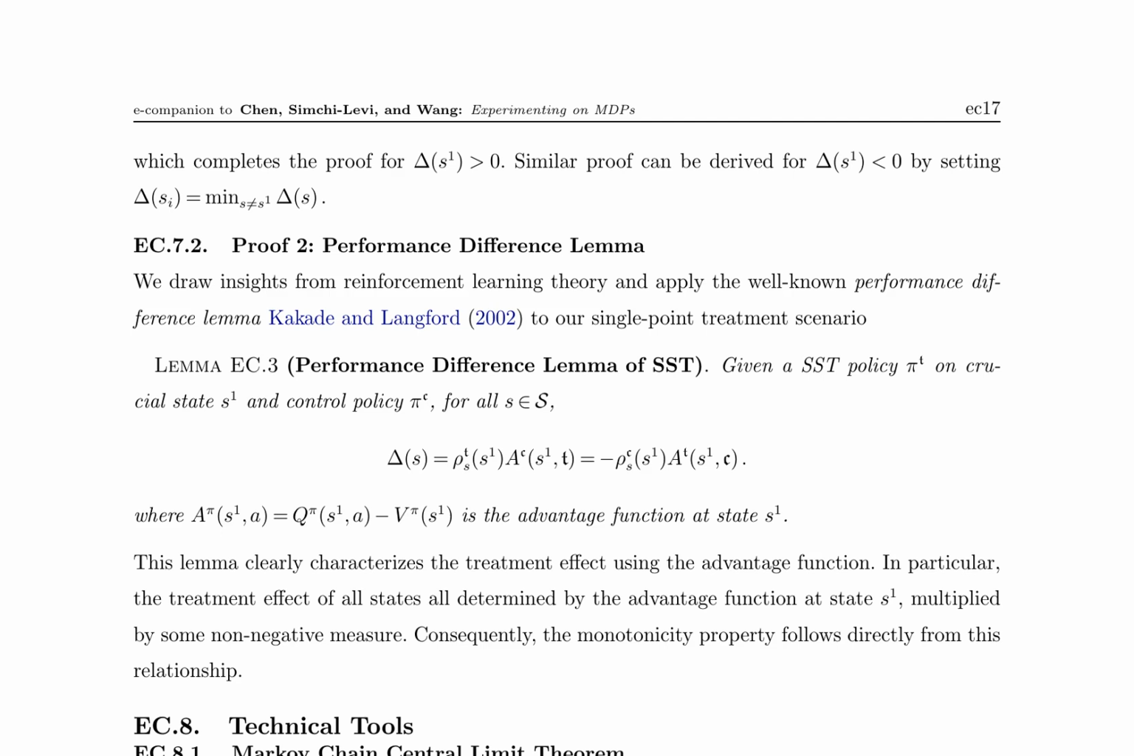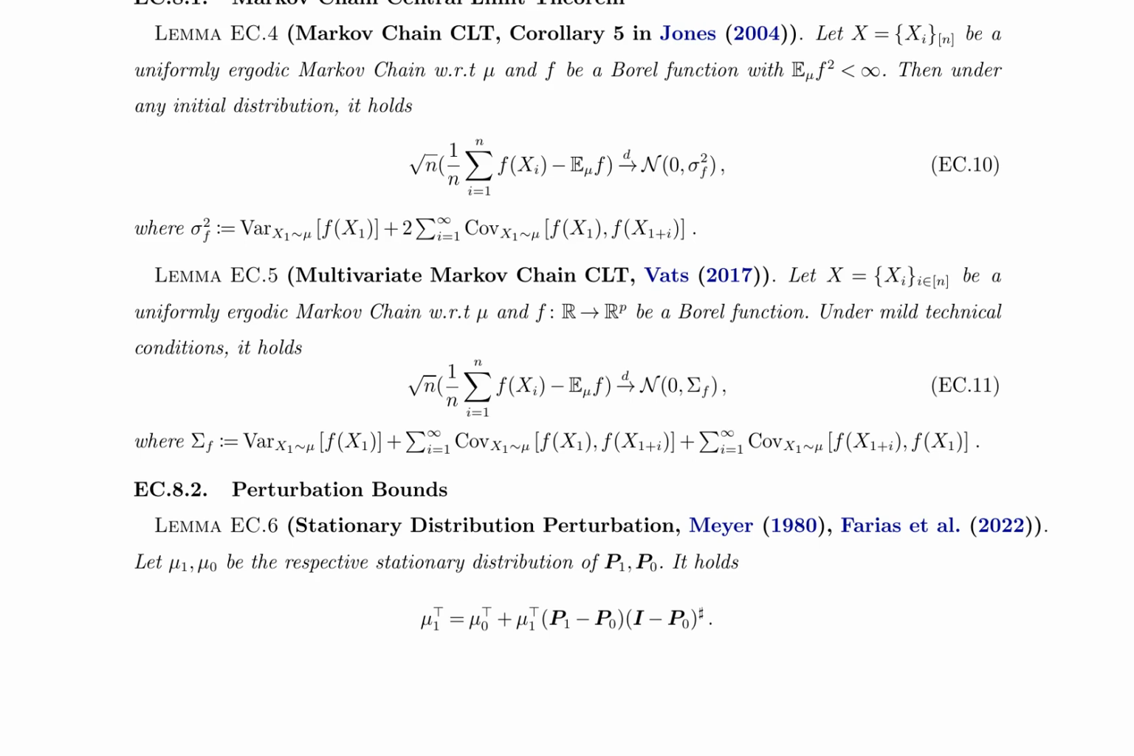The authors provide additional technical tools and lemmas to support their research, including the performance difference lemma, which applies reinforcement learning theory to their single-point treatment scenario. They also present the Markov chain central limit theorem in two lemmas, establishing the convergence of the treatment effect estimators. Perturbation bounds are discussed, including the stationary distribution perturbation lemma. Constrained Cramer-Rao bounds are also presented, providing a lower bound on the variance of unbiased estimators. The authors describe their experiment details, including the simulation setup for the customer lifetime value example.